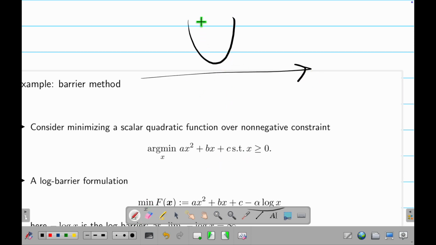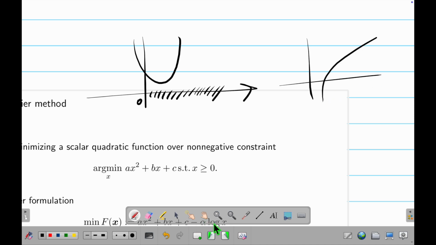Okay, this is my ax² plus bx. So this is x at 0. I want x larger than 0 to be true, so this side is allowed, here is not allowed. What is log x? Log x is something like this. What is the minus? It's something like this. So you know this is infinity. So when x gets closer to this region, this thing goes up and it's saying you should not come here. You should go this way.